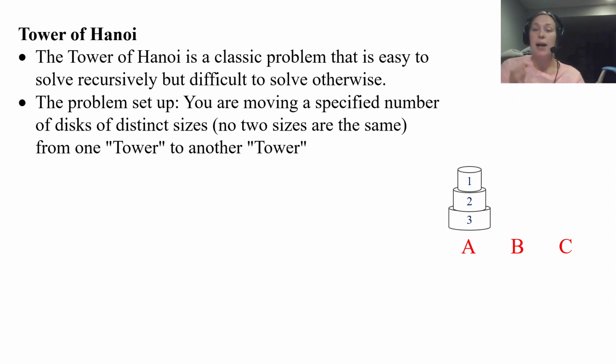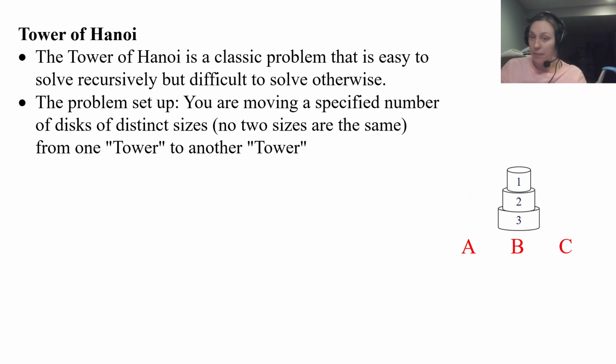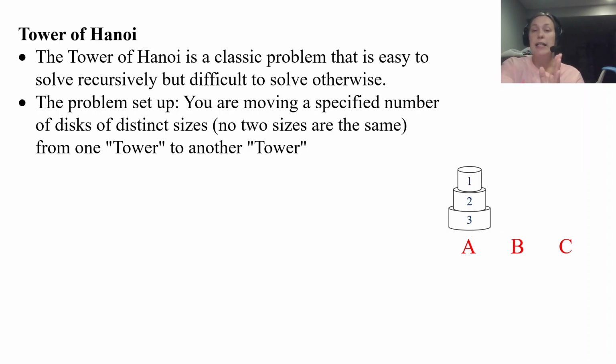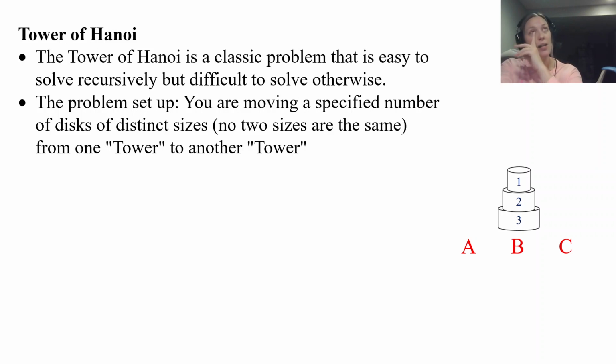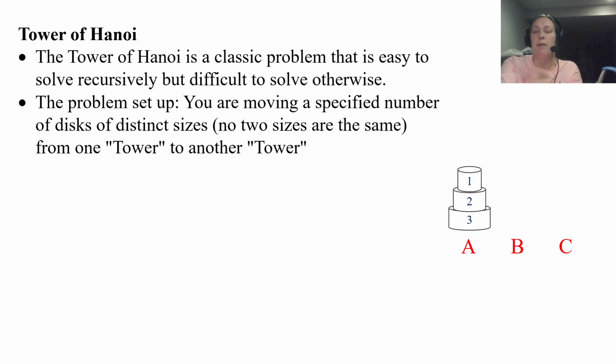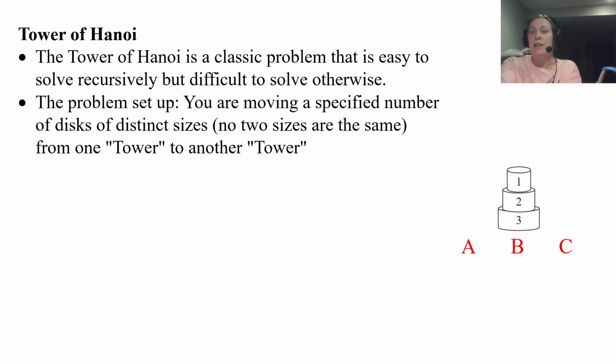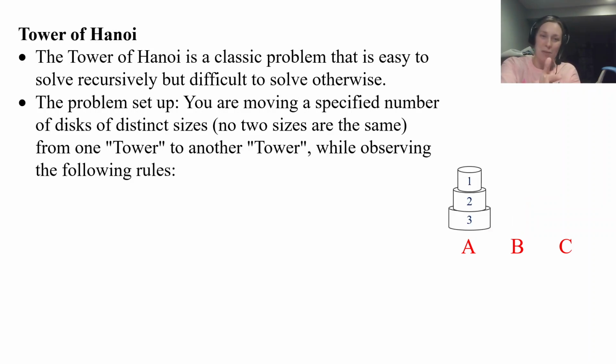For the problem setup, I have three distinct disks, so no two sizes are the same, and I've labeled them 1, 2, and 3. They are all in one tower I'm calling Tower A. Now your goal is to move all of them to Tower B. You're starting in Tower A and you're going to move them all into Tower B so that they stack in order. That's why I'm flipping between the two here, A to B. You're moving them all. Now there are some rules when you're moving them.